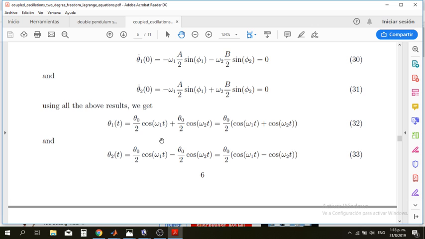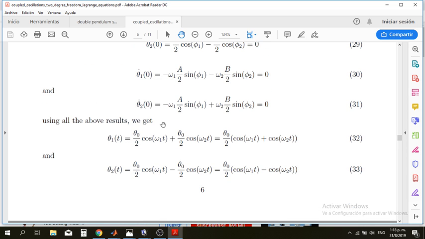This is a system which satisfies conservation of energy, because there is no dissipation here. So this is our solution for today, and I hope it will help you. Thank you very much for your attention.